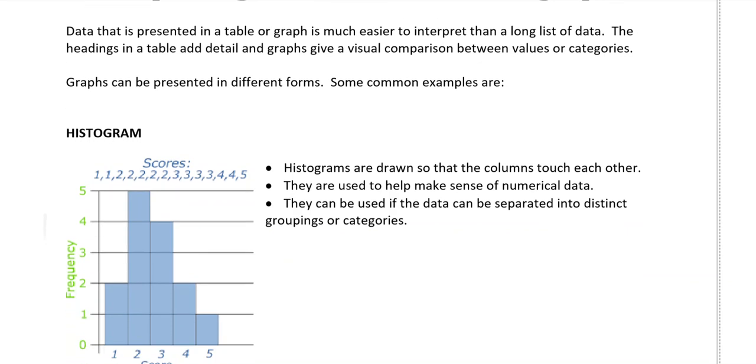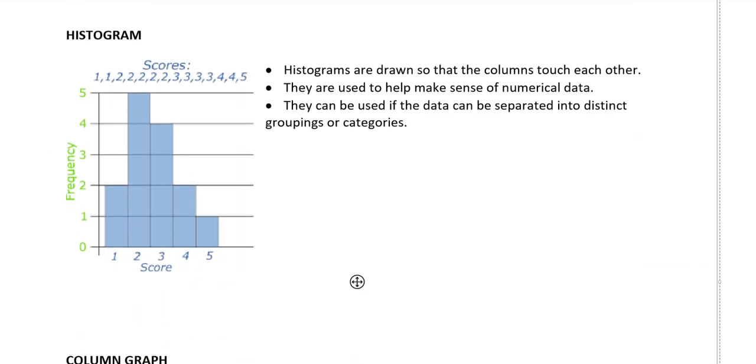The first one that we have here is a histogram. That is what a histogram looks like. You can see at the top here, there is the raw scores that it represents. So there's 2 ones there, which is why it goes up to a frequency of 2 for the one column. And you can see for a histogram that the columns touch each other. The numbers go up in a nice scale up here. So 0, 1, 2, 3, 4, 5. And it says the data is grouped into separate, distinct groupings or categories. Okay, so that's a histogram.